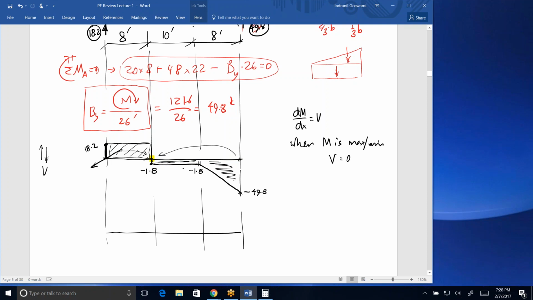I did something wrong somewhere. This doesn't look right. 18.2 times 8 is going to give you 150-ish or thereabouts, 147. And that's going to be from 0 to that value, 147.